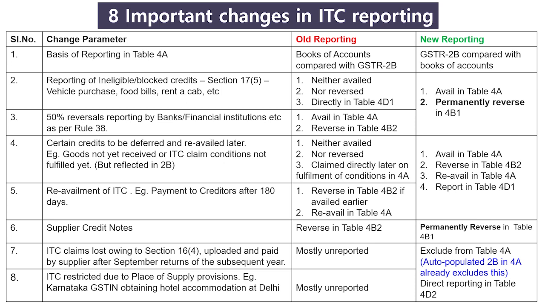Similarly, there might be a Karnataka GSTN where accommodation services are availed in Delhi. So the Delhi hotel will issue a CGST, SGST invoice at Delhi. So, owing to the place of supply restrictions, it's an ineligible ITC which is auto-populated in 2B again under the segment not available. Both these kinds of ineligible ITC need to be reported in 4D2.